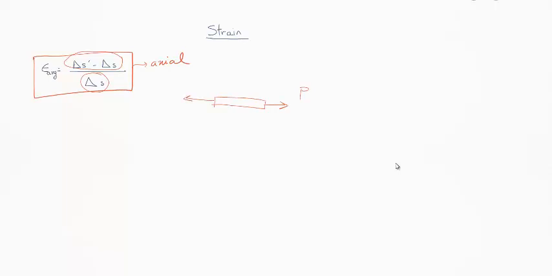As such, let's say the original length was 5 meters. Afterwards, it was 6 meters. So the strain would be 6 minus 5 over 5 equals 1 over 5. And it's unitless, since this is going to be in meters, and this is meters as well, so it cancels out. Now this is just kind of an introduction.